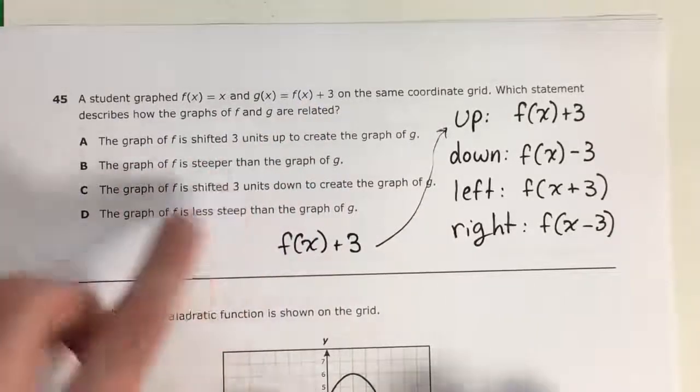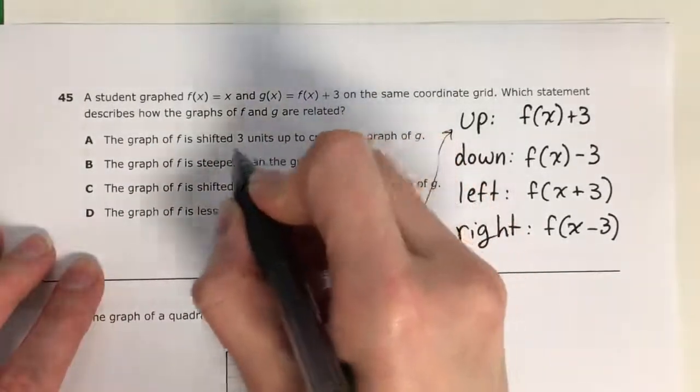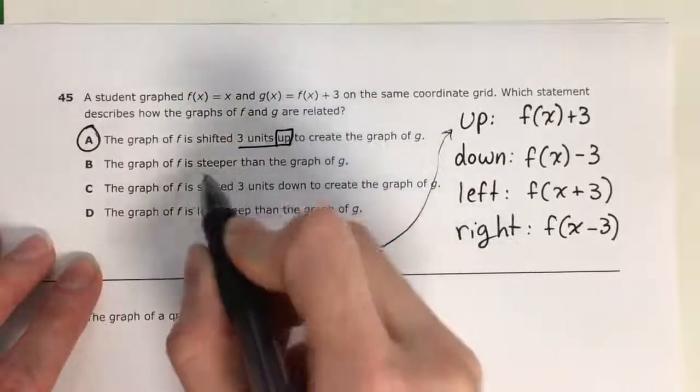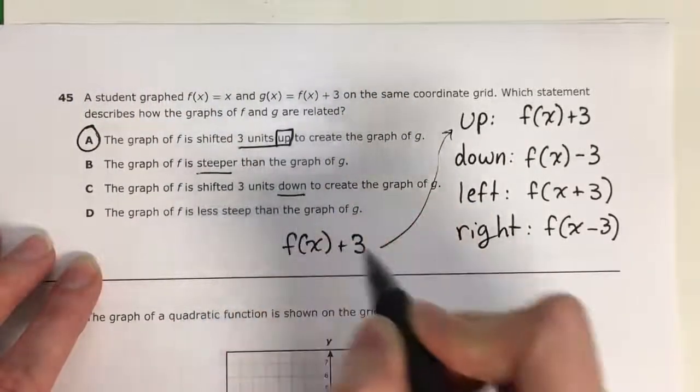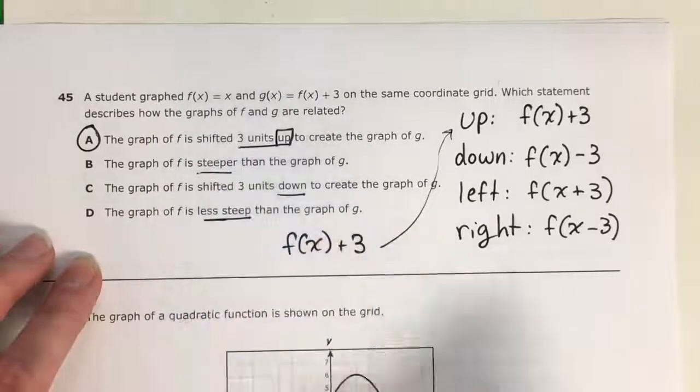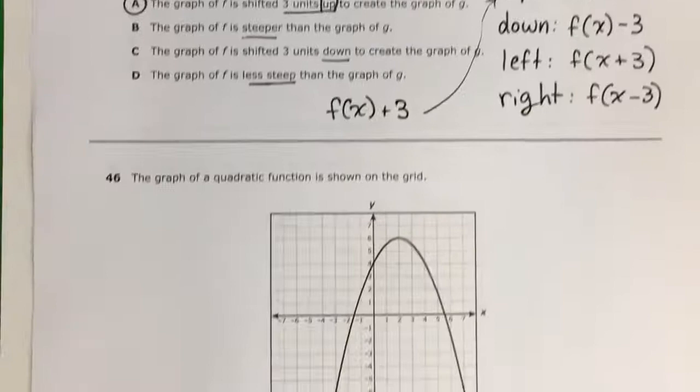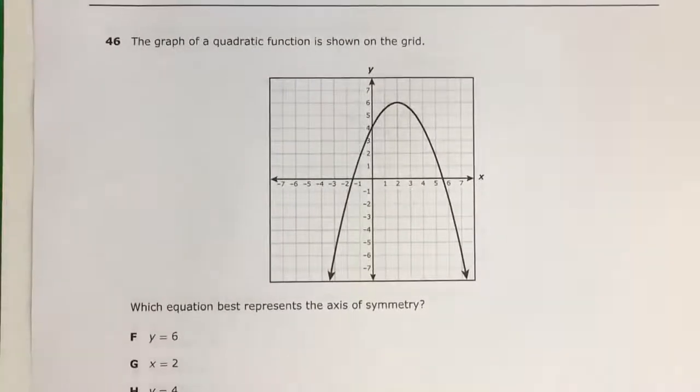So where do I see up? Well, the only one where I see up is here. A is up. This one is steeper. This one is down. This one is less steep. I want up. So my answer is A. Number 46.